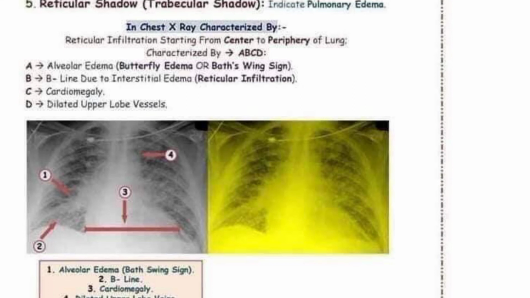And the chest X-ray is characterized by a reticular field starting from the center to the periphery of the lung, characterized by ABCD. A for alveolar edema, B for B lines. In alveolar edema, there is butterfly edema, both wing sign, and interstitial reticular infiltration, and then cardiomegaly and dilated upper lobe vessels.